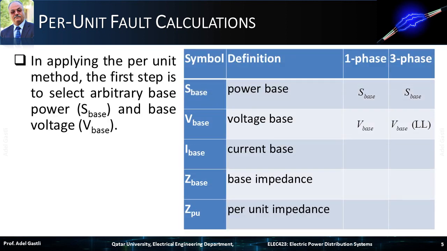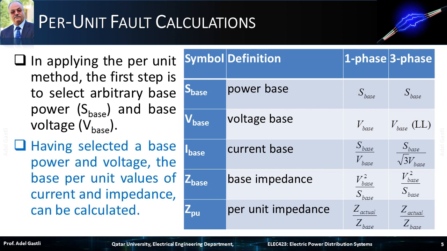In applying the per unit method, the first step is to select an arbitrary base power, S base, and base voltage, V base. Having selected a base power and voltage, the base per unit values of current and impedance can be calculated, for a single-phase or three-phase system, as given by these equations.